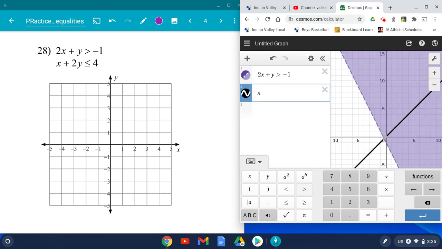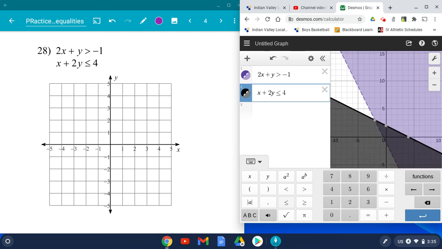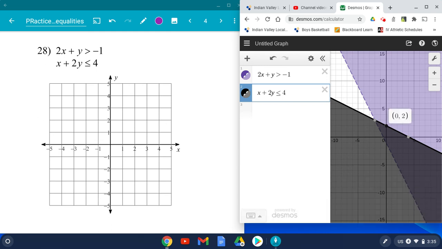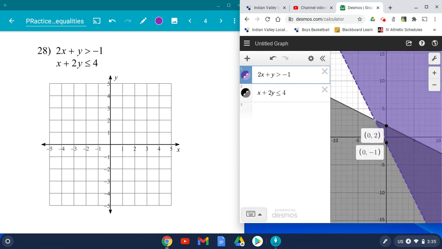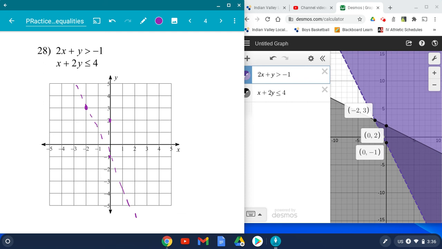And then x plus 2y is less than or equal to 4. And boom, I could then draw that on my paper. So I got -2, 3. That's my point of intersection. I got 0, 2, and 0, -1. So this was a dotted line here. This is a solid line there. And this is my double shaded area.